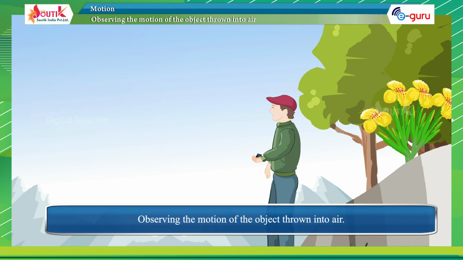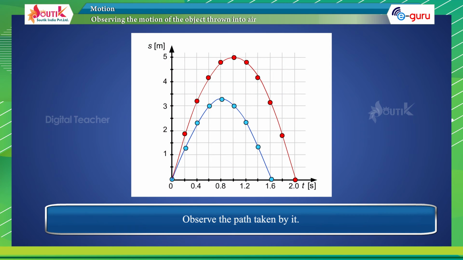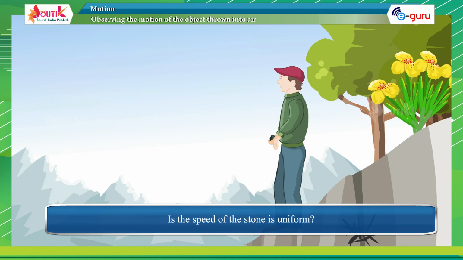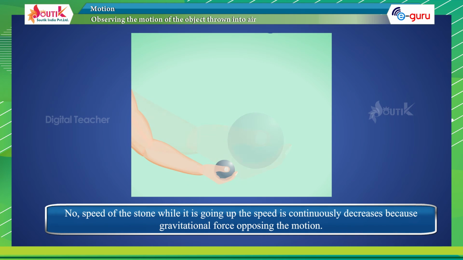Observing the motion of an object thrown into the air. Throw a stone into the air at some angle with the horizontal. Observe the path taken by it. Draw a diagram to show its path and velocity vectors. Is the speed of the stone uniform? No. While the stone is going up, its speed continuously decreases because the gravitational force opposes the motion.